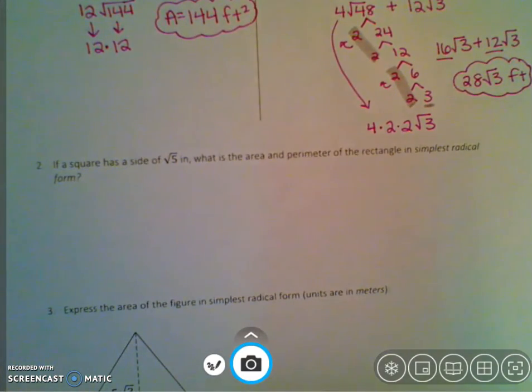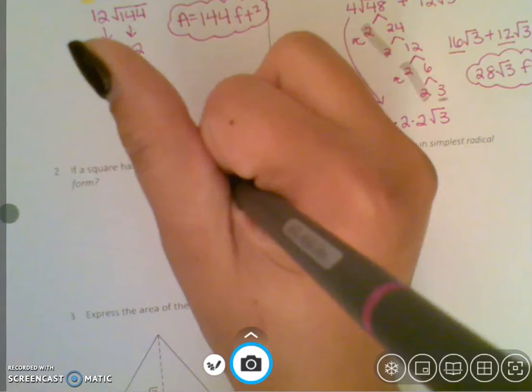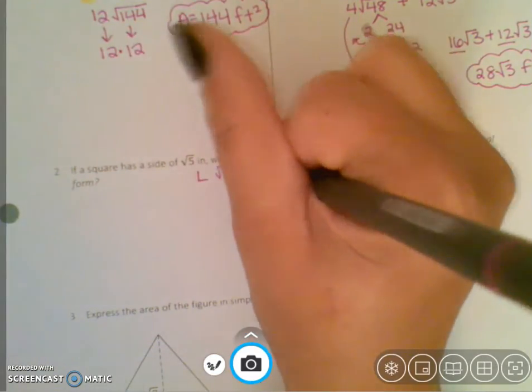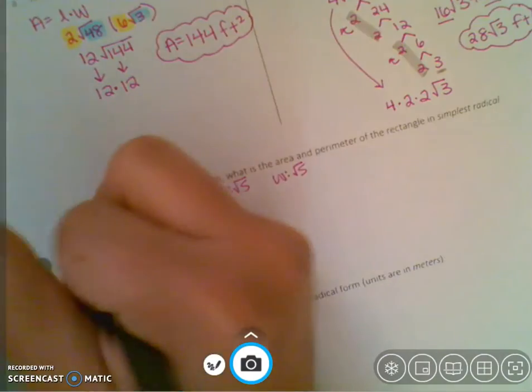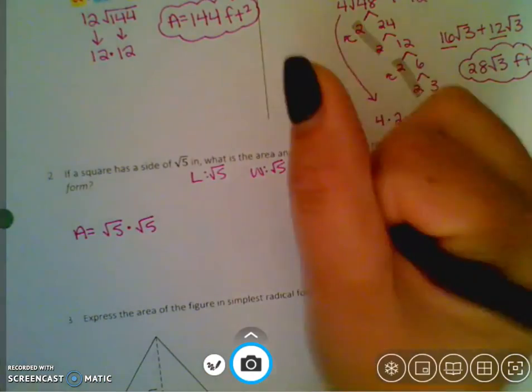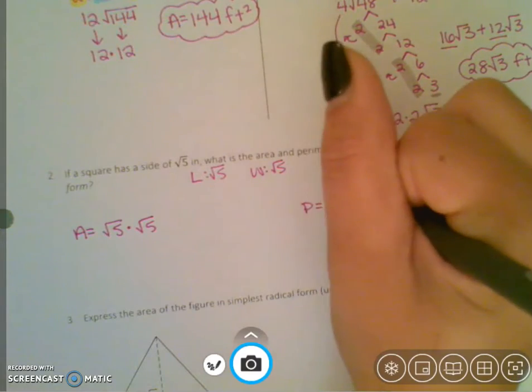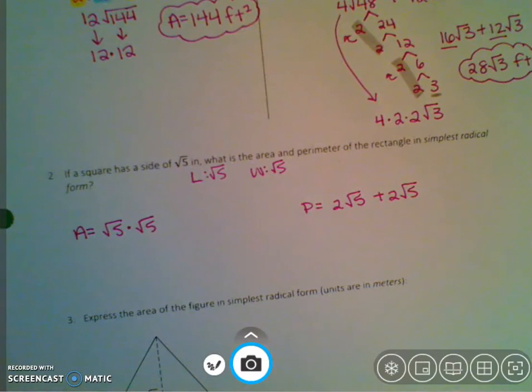Okay, let's move down to number 2. If a square has a side of root 5 inches, what is the area and the perimeter? So if it's a square, that means the length is root 5 and the width is root 5. So go ahead and let's try and do the area. So the area is going to be root 5 times root 5. And your perimeter is going to be 2 times root 5 plus 2 times root 5. So go ahead and see if you can simplify those two. Pause the video real quick and see if you can simplify them.